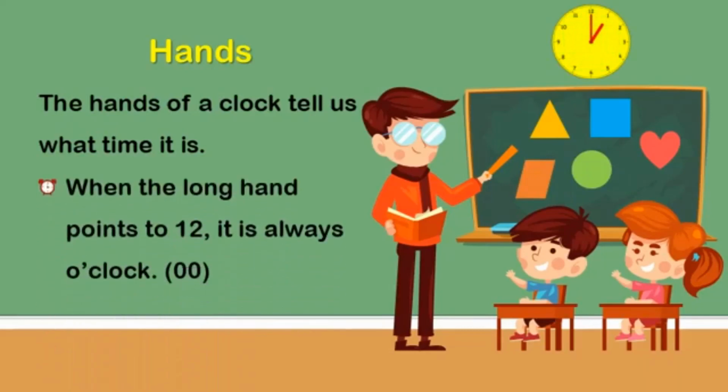When the long hand points to 12, it is always o'clock. Now we can write the time with the word o'clock, or we can write it in all numbers with 00. So o'clock could be the word o'clock, or it can be written as 00. The short hand on the clock shows the hour.